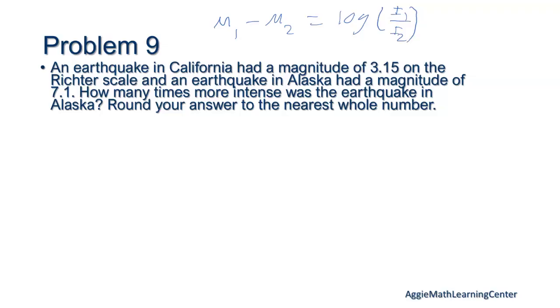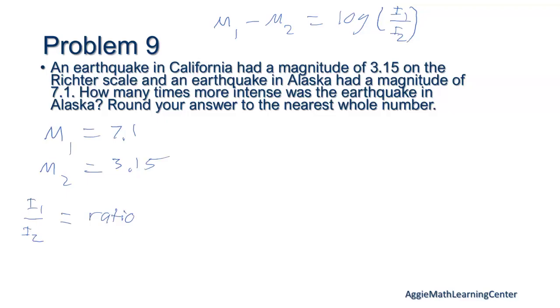To determine which one we want as 1 and 2, generally, number 1 is the one that you're analyzing. In this case, it says how many times more intense was the earthquake in Alaska? So M1, which has to do with Alaska, is 7.1. And M2, the one we're comparing it to, which is California, is 3.15. We're just wondering what the ratio is. We want to know what I1 over I2 is, so I'm just going to call that the ratio.